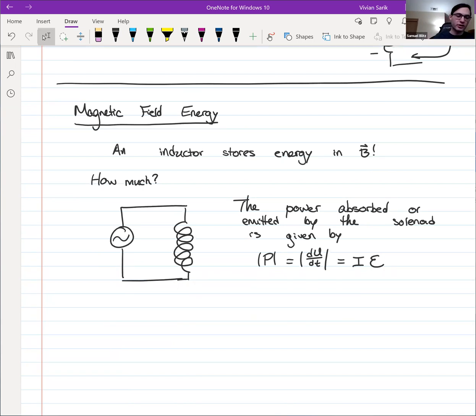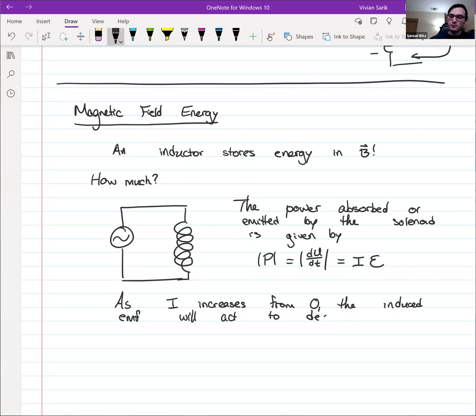So as the current increases from 0, the induced EMF, rather, will act to decrease the current flow. And that's because inductors, quote unquote, want to keep the current constant. And so if it was 0 before, and then it starts to change, well, now the inductor will want it to go back down to 0.